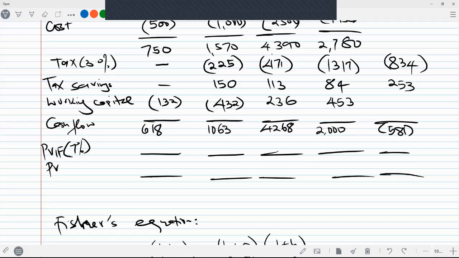Maybe the cash flows are different. Okay, I've been adding tax. Okay, I get my point.